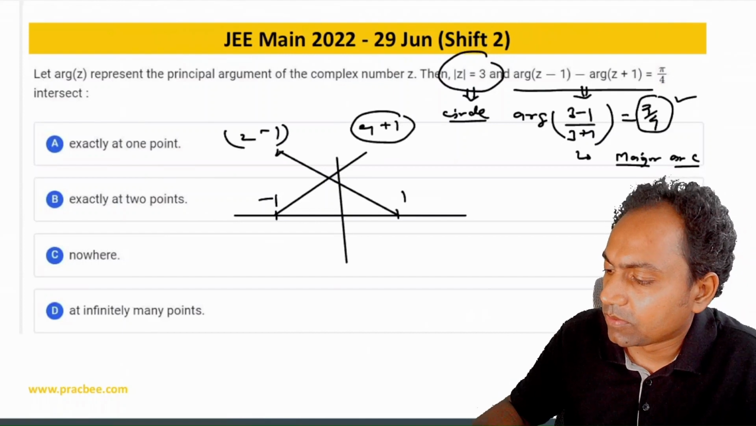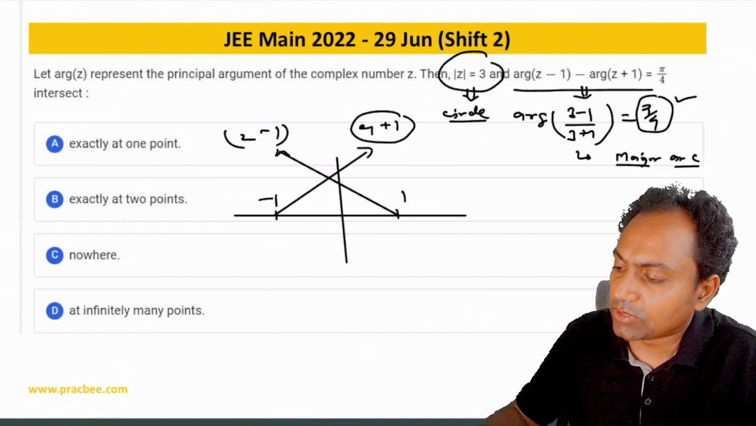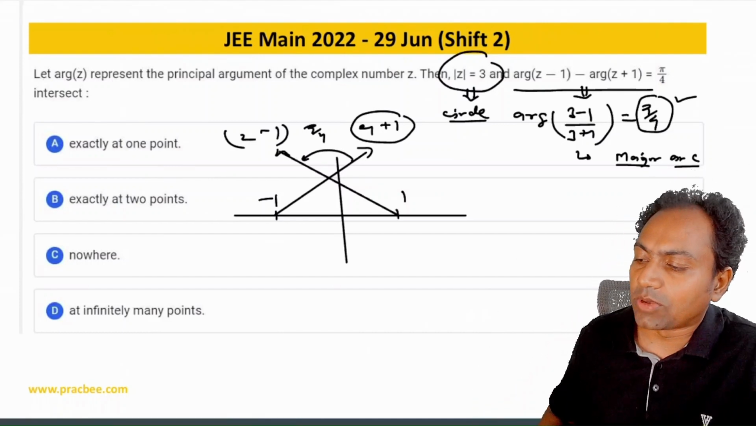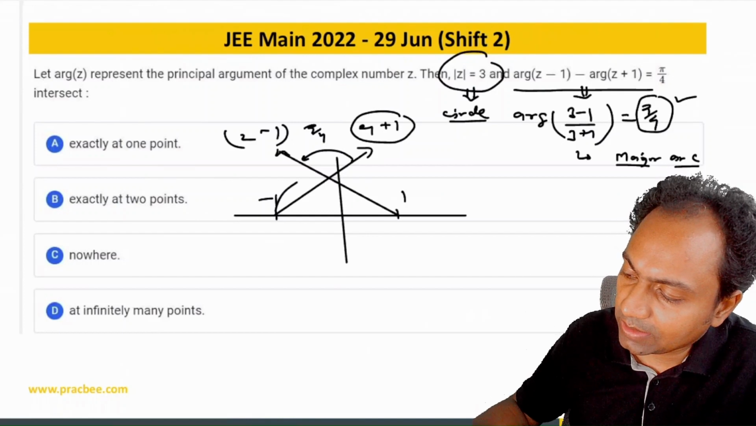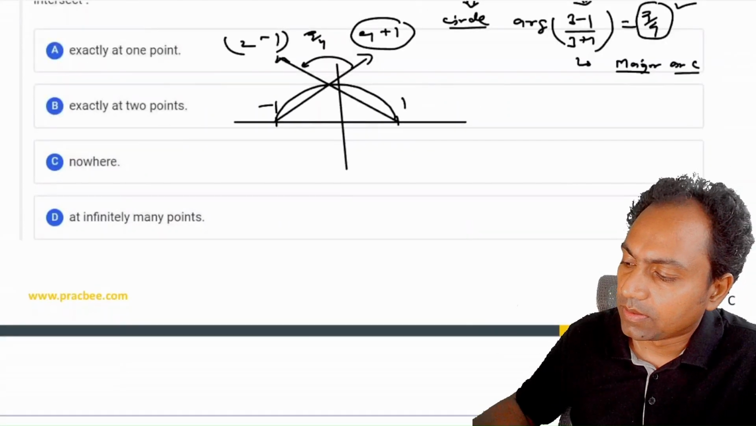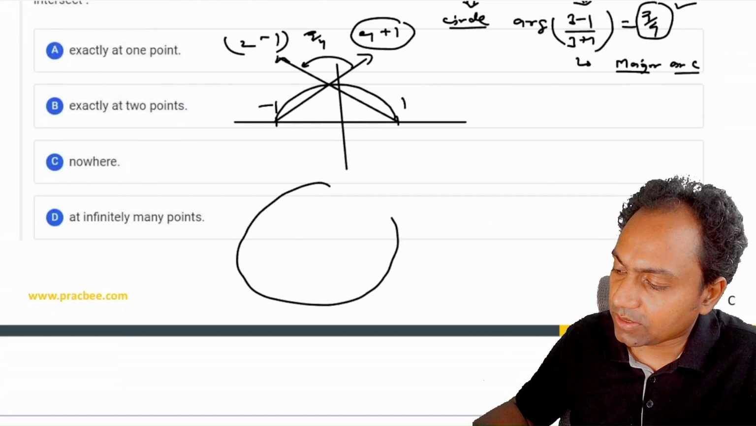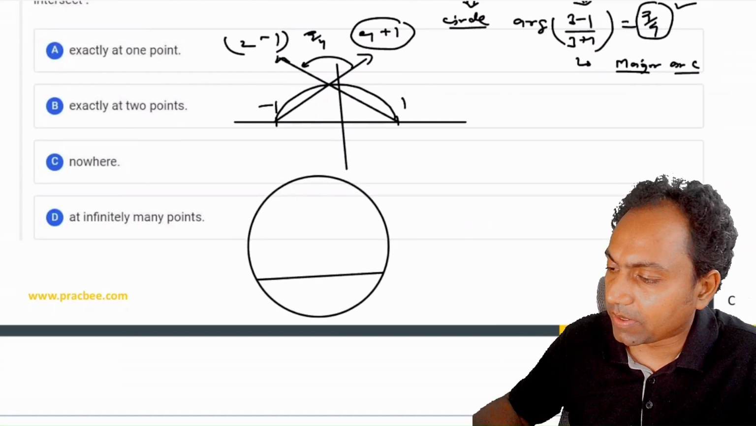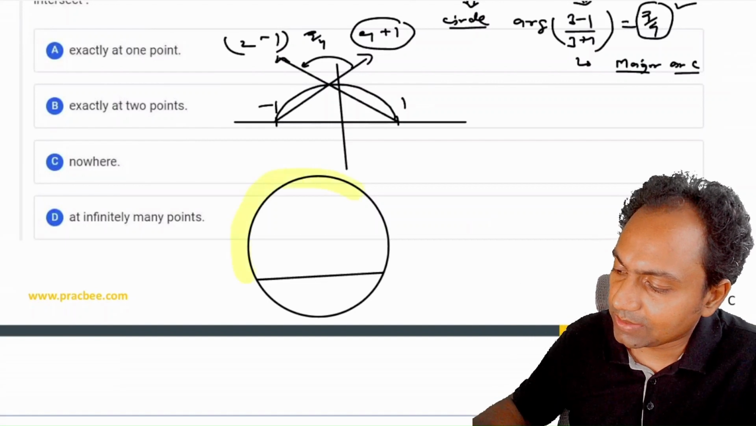So what is happening is, if I start from z plus 1 to z minus 1, this angle needs to be positive pi by 4. So we can definitely say that it is going to lie on this side. And if I draw the arc, this is how the arc looks like. So if I draw a little bit better diagram in the form of a circle, this is how it looks like. So we are talking about this upper part, major arc of the circle, that is this part.